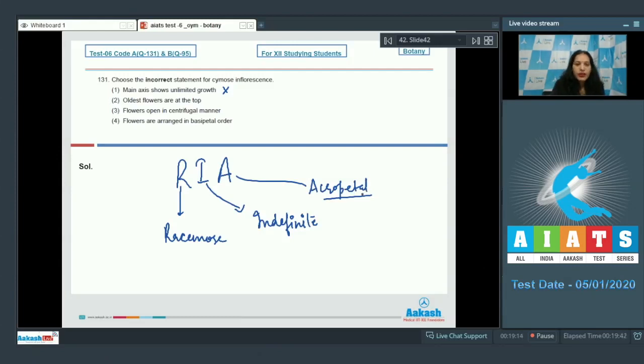So this is wrong. Oldest flowers at the top. Yes, flowers open in centrifugal manner. Flowers are arranged in the basipetal order. So the correct option for the given question is option number 1. Let's move to the next question.